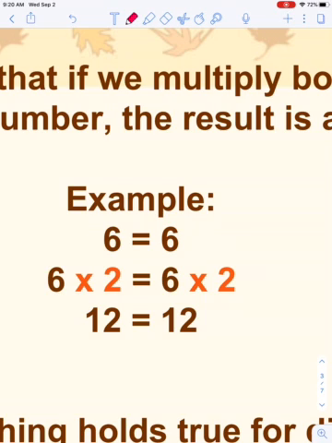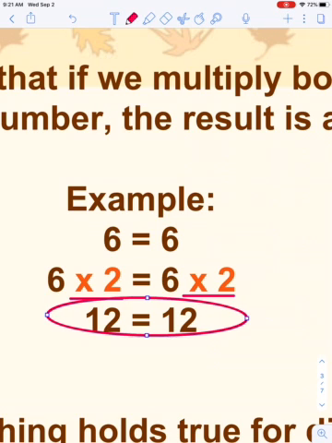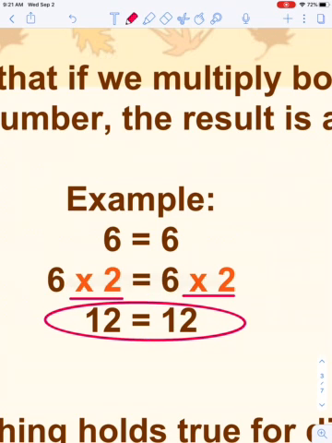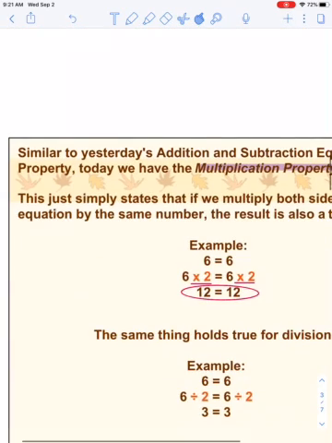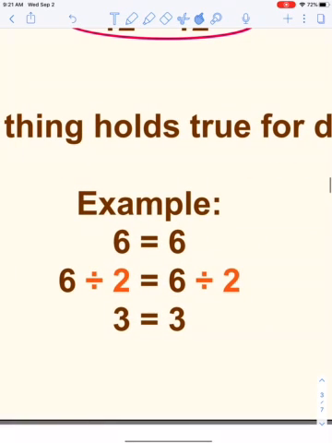So 6 equals 6. We start with something that's true. You do the same thing to both sides. So you multiply both sides by 2, and you get 12 equals 12. So you get a new statement. It's a new equation. 12 is a different number. But the fact that you kept both sides the same and multiplied both sides by the same number means that you're going to end up with a true statement anyway. Okay, so you just have to keep it balanced.